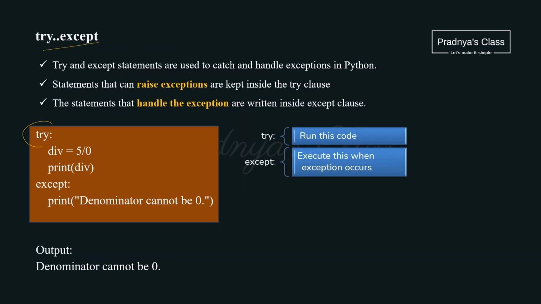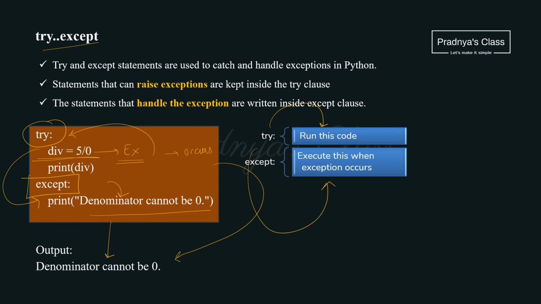The first block is the try block. The statements which may result in an exception, we will be writing in the try block. That is done, the exception occurs. Now how to handle it? That statement we will be writing in the except block. Here we are printing the message, the denominator cannot be 0. Now if you execute this code, you will not get any exception. You will get proper output. In this way we handled this exception, ZeroDivisionError. So in try we write the statement which may result in an exception and in the except block we handle that exception.